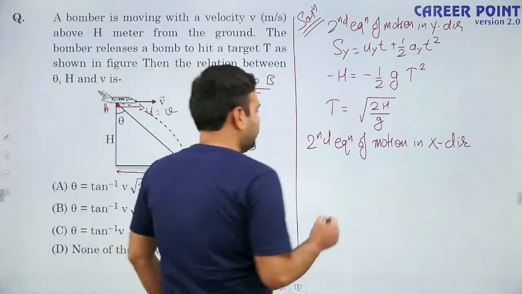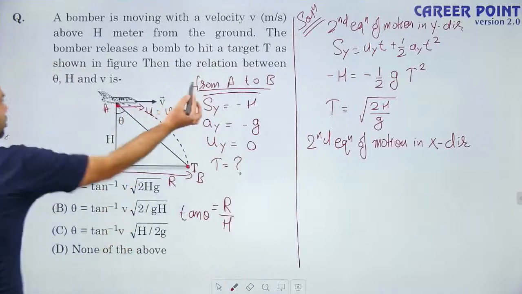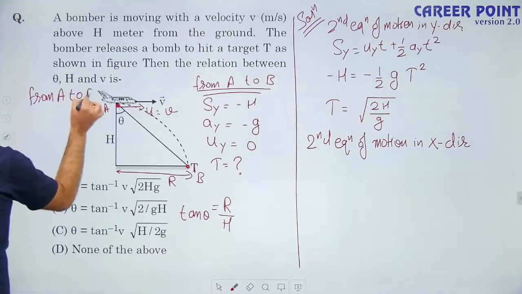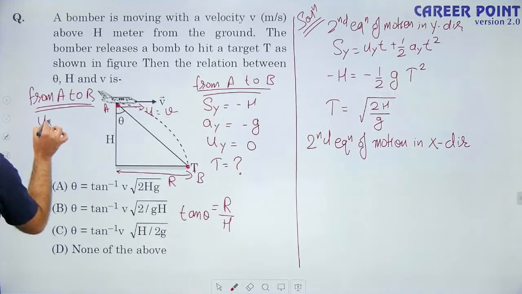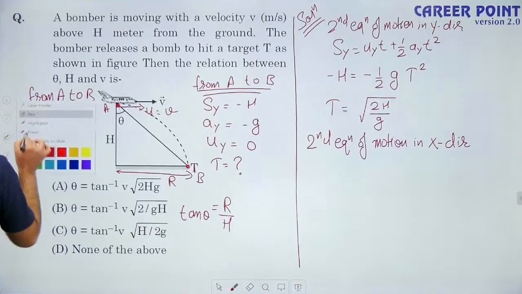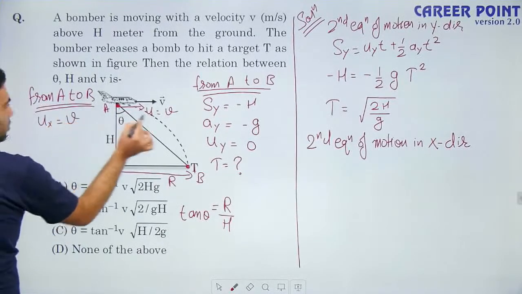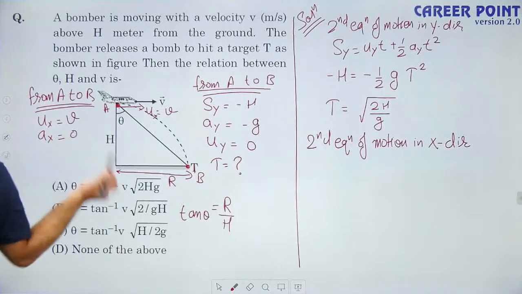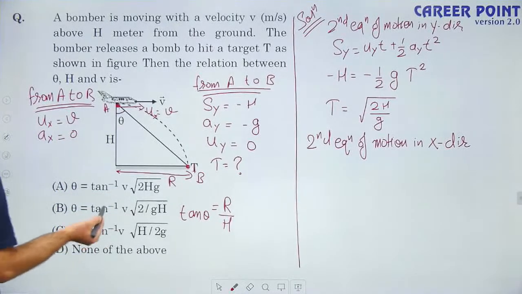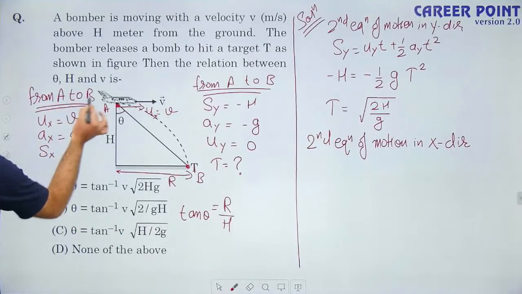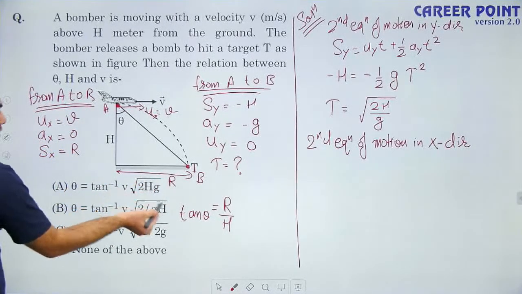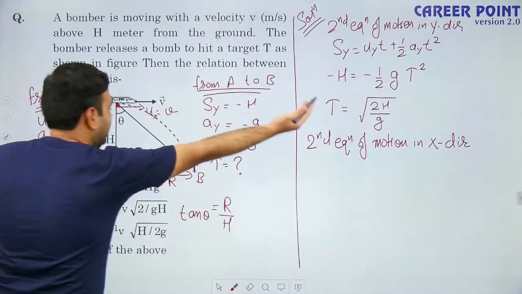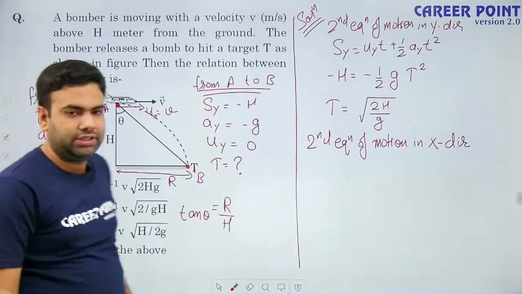What is the second equation of motion in x direction? See, from point O, from A to B, initial velocity in x direction is equal to v, that is given. Acceleration in x direction is 0. And displacement in x direction from O to B is the range that we have to calculate in order to calculate theta. And the time taken from A to B we have recently calculated, it is equal to capital T, the time of flight.